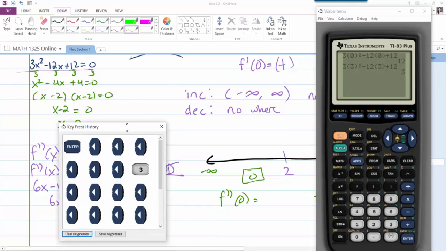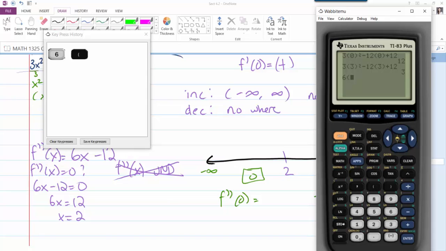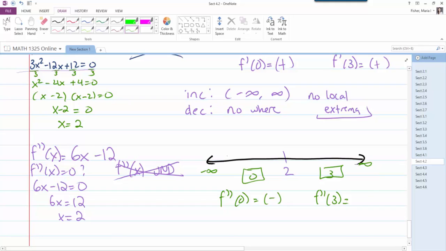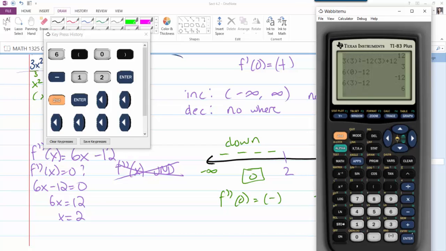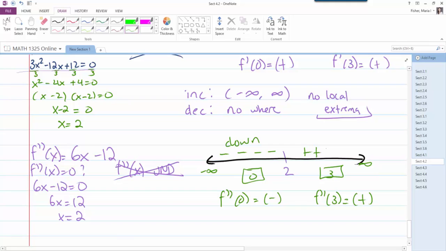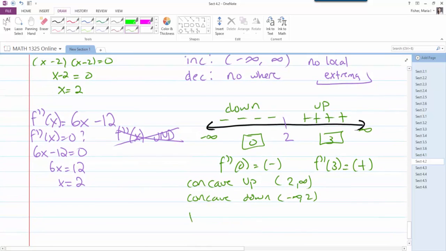So we're plugging it into our second derivative. So just grab a calculator. So we are going to say 6 times 0 minus 12, which is negative 12, which is a negative number, which means that in this interval we are concave down. And now we're going to plug in the number 3. So 6 times 3 minus 12, and we end up with a positive number, which means that in this interval we are concave up. Since we are changing concavity, we're concave up from the interval from 2 to infinity, and concave down from the interval negative infinity to 2, we will have a point of inflection.